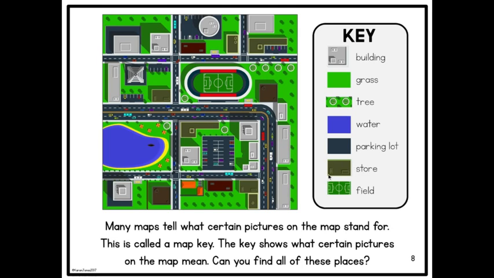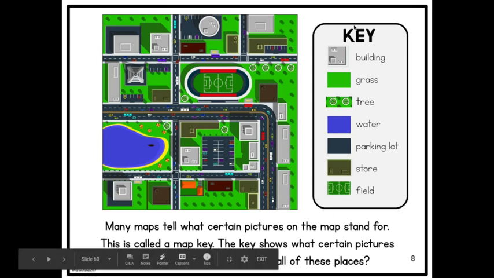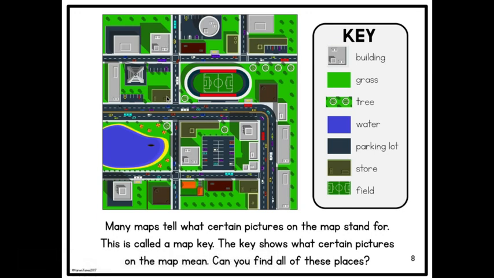This brown top square is a store. Go ahead and find a store. And this last one is a field. Point to the field. So this key helps you figure out what each of the things are, because you might not know what this is and this is. If you look just at the top, you don't know what it is. But if you use the key, you know this one is a building and this one is a store.